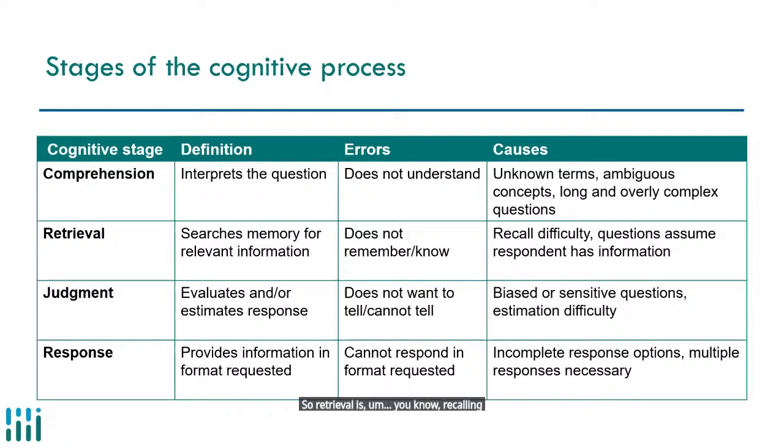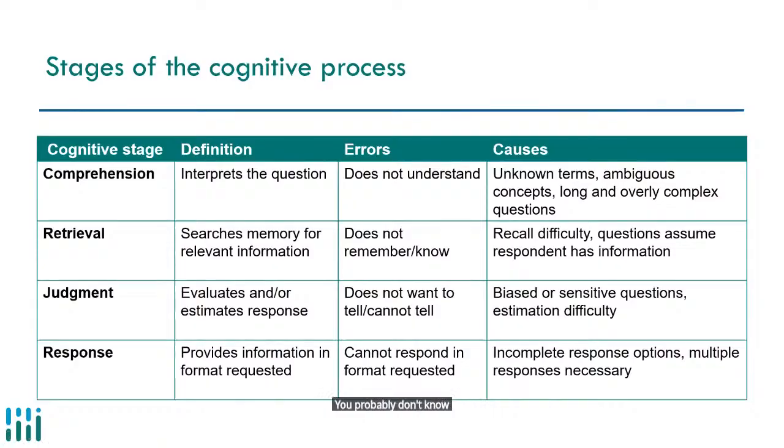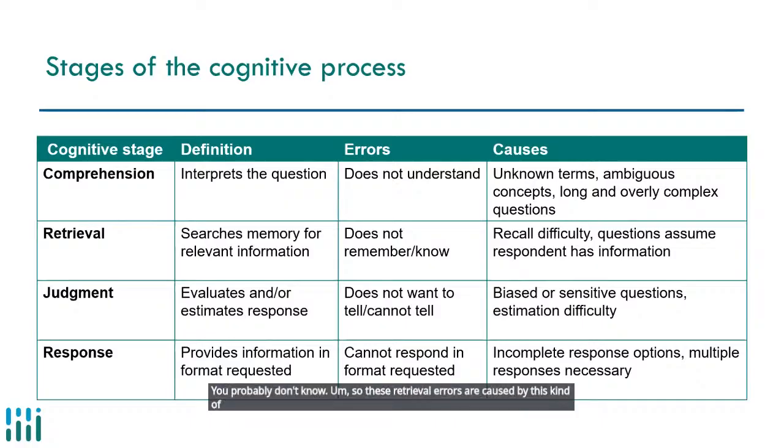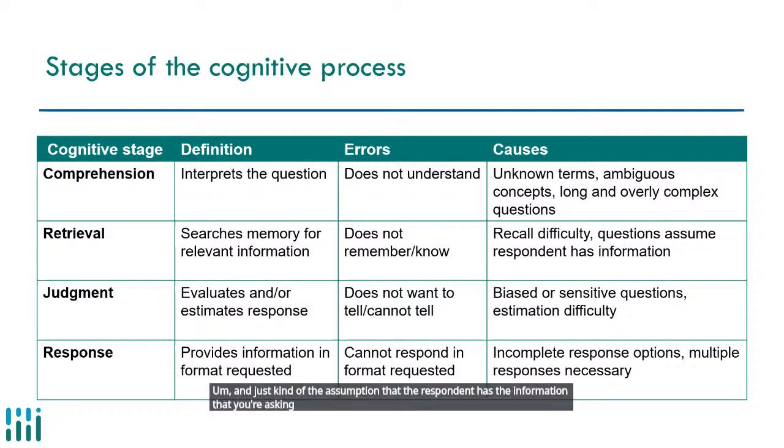Retrieval is recalling the information that's being asked about. So the cognitive error then is, is someone not remembering? For instance, if I were to ask what you had for breakfast on December 8th, 2016, you probably don't know. So these retrieval errors are caused by this kind of recall difficulty, and the assumption that the respondent has the information that you're asking for.